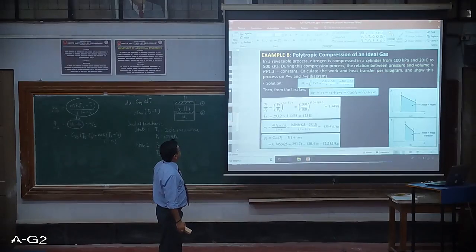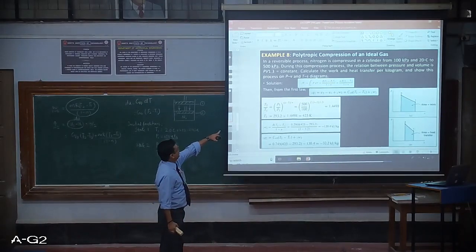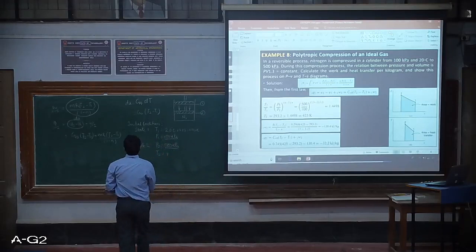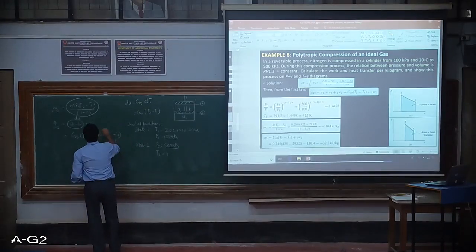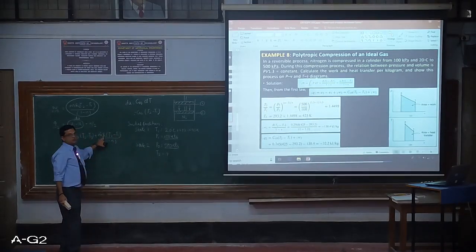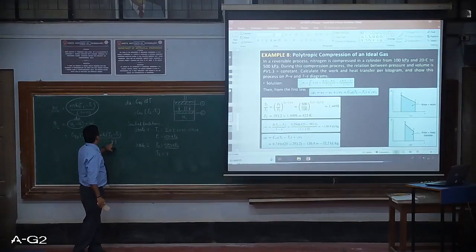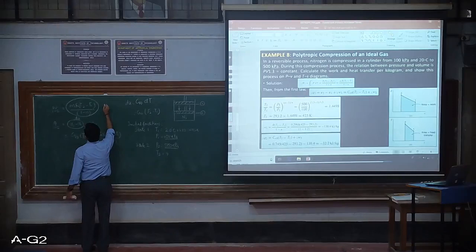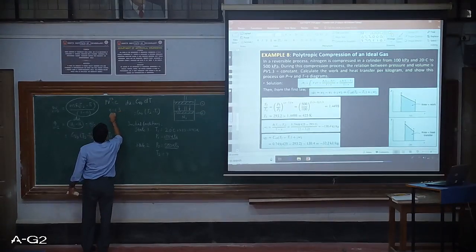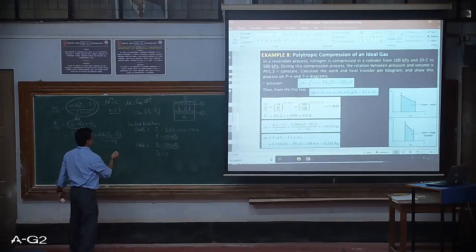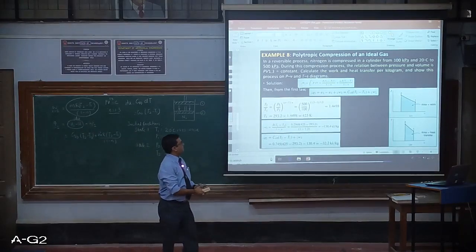Okay, per kg we need to take. He has given that. Calculate both on per kg basis. So this becomes 1. The R value for nitrogen is to be referred from property tables. T2 is not given, T1 is given, 1 minus n. Now he says that the process is polytropic, PV raised to 1.3 equal to constant. Therefore, the value of n is 1.3. So everything is given except T2. So let's find out the value of T2.